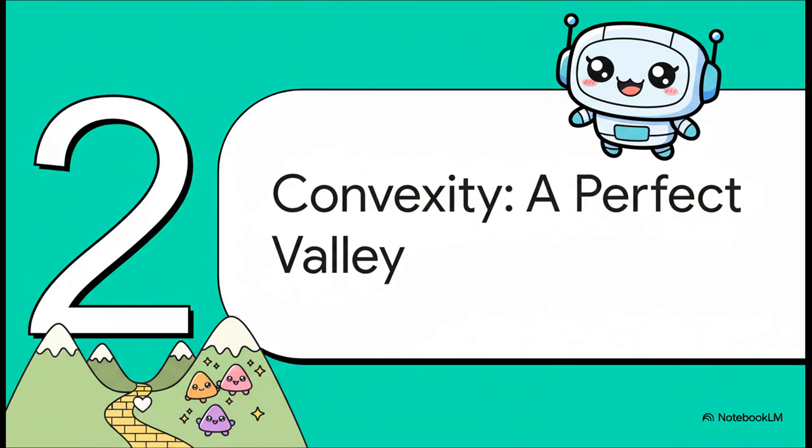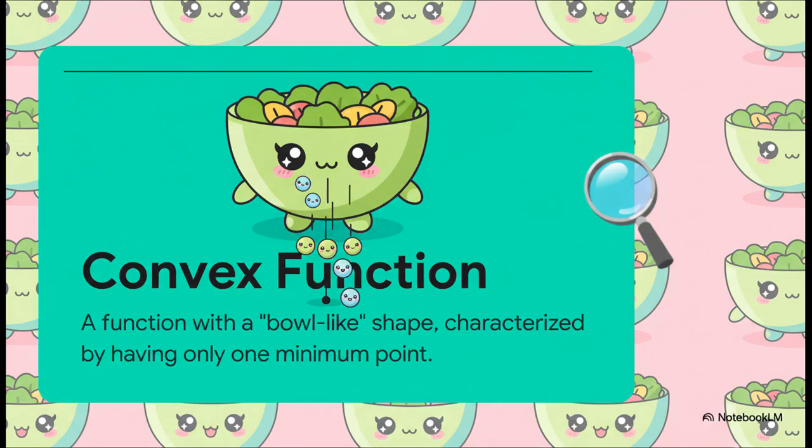So let's start with the best case scenario, the perfect world. This brings us to section 2, convexity. You can think of it as the perfect valley. This is the kind of shape that makes an AI's job incredibly simple. So, what in the world is a convex function? It's really just a function with a simple, bowl-like shape.